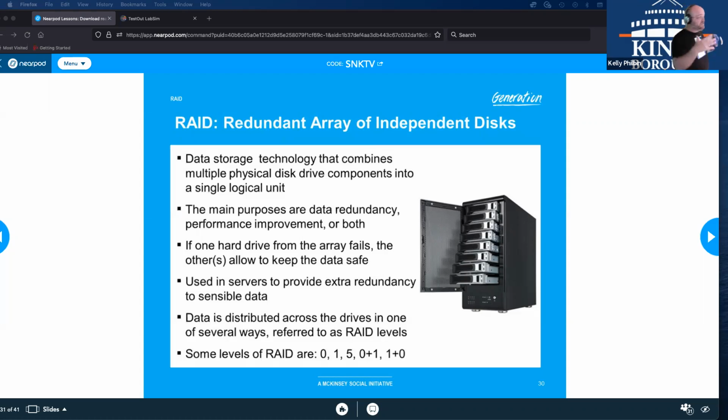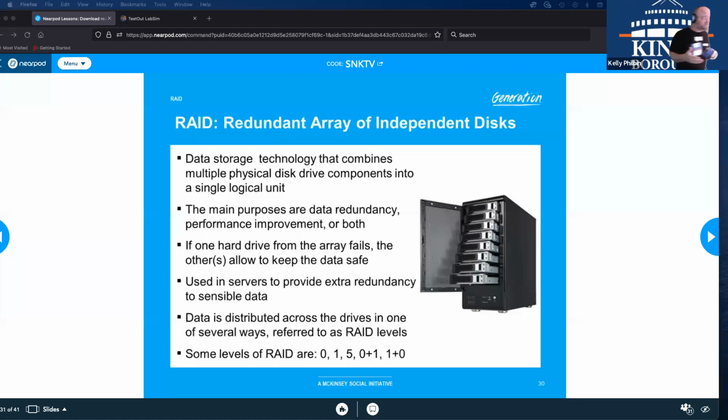Now, what exactly is RAID? Depending on what you read, it's either a redundant array of independent disks or a redundant array of inexpensive disks. So depending on the source, the acronym means something different, but it's basically the same thing. Essentially, this is a data storage technology that takes multiple physical disk drives and components and moves them into a single logical unit. And you can have an internal or external RAID array.